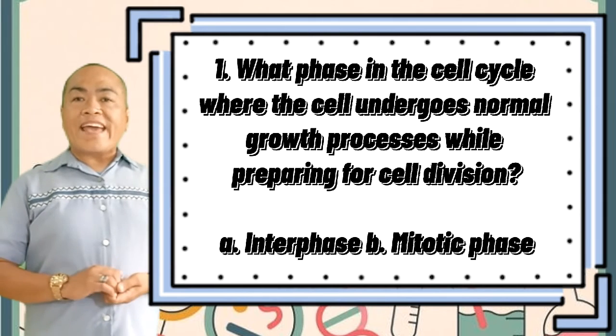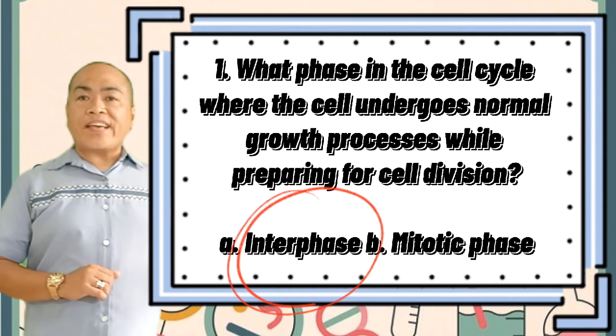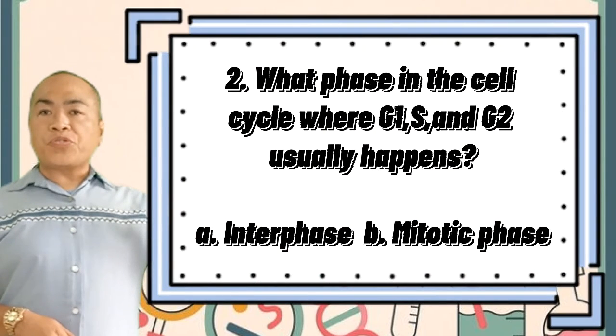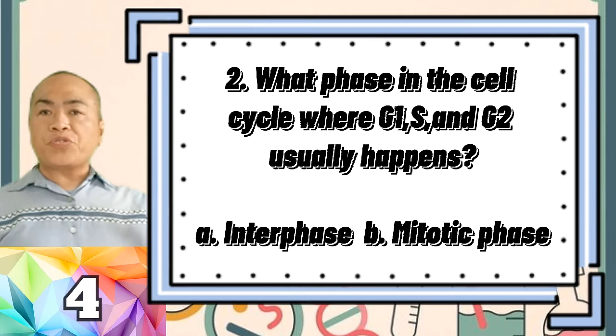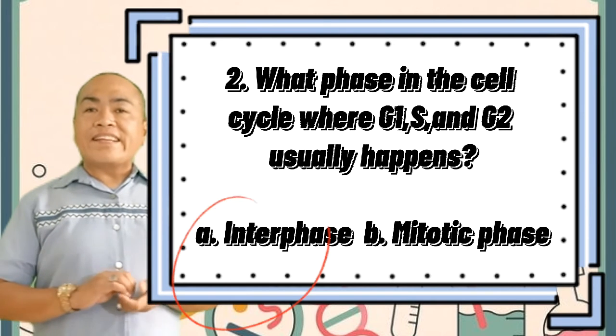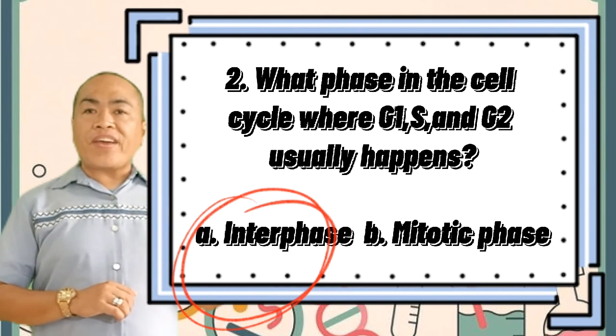Very good. The answer is interphase. Number 2. What phase in the cell cycle is where the G1, S, and G2 phases usually happen? A. Interphase. B. Mitotic phase. You're right. The answer is interphase.